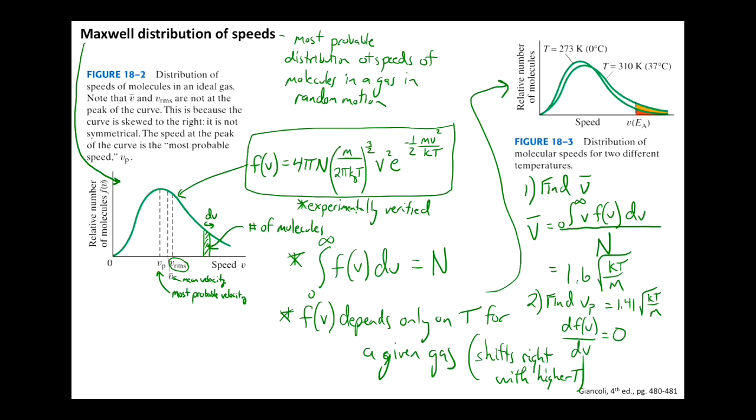So let's see. Let me box a couple of these equations. Here's the average velocity. And then here is the most probable velocity. And on the previous slide, we have an equation for the RMS velocity. So at this point, we know quite a bit about the different velocities that are occurring of the molecules in the gas. Yes?